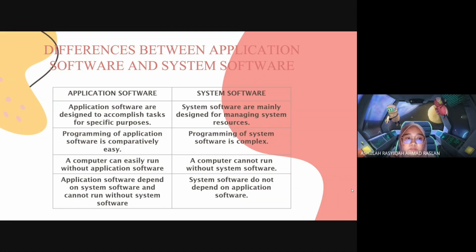Programming of application software is comparatively easy compared to system software. System software is more complex compared to application software. A computer can easily run without application software, but a computer cannot run without system software. Application software depends on system software and cannot run without it, but system software does not depend on application software, and a computer can run without application software.